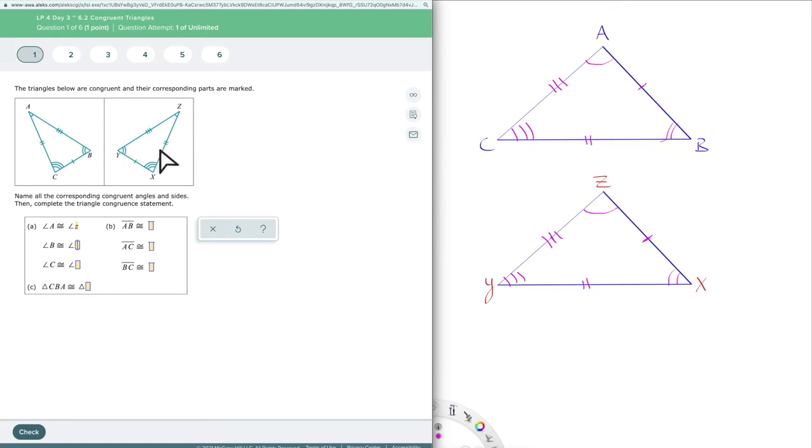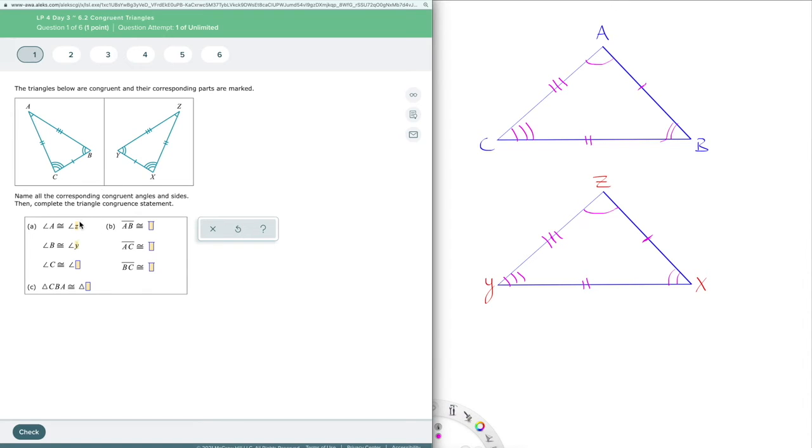It can be rotated. It can be reversed, flipped over like a reflection, or translated, which means we can move it around the screen too. They don't have to be in the same position. We just need to be able to match them up.